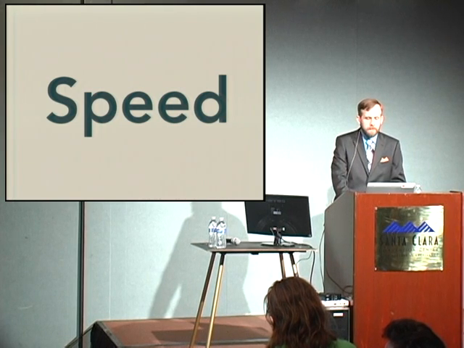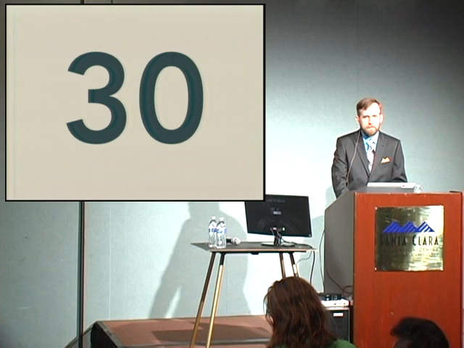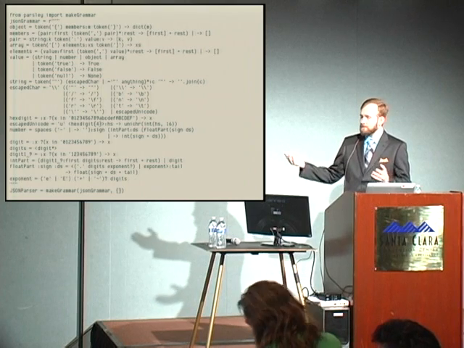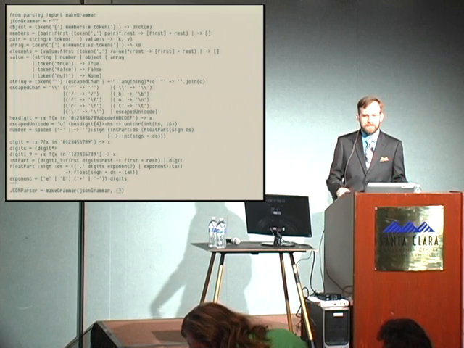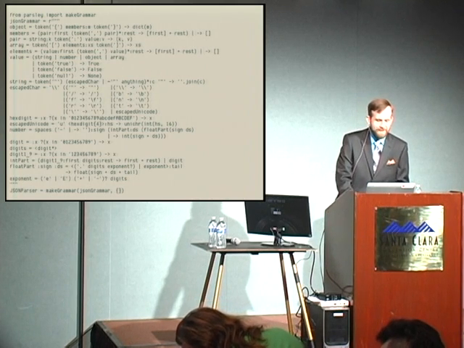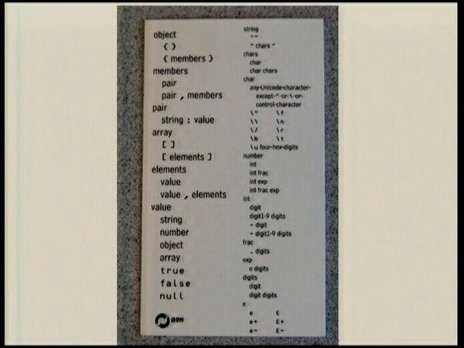The JSON parser in Python is 300 lines of code. Using Parsley, we can do this in 30. Here it is. I'll let you look at this for the next 10 minutes. If you have any questions, let me know at the end. No. But I'm showing you this. I don't expect you to read it. My point is just that it's not much bigger than this.